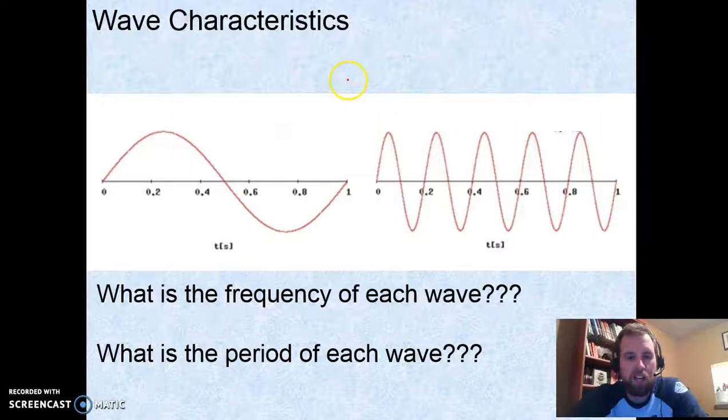Okay, this part is on your own. Some wave characteristics. The question I have for you: what is the frequency of each wave? If you're not sure, go back. What is the definition of frequency? We did one as an example. I also want you to tell me what is the period of each wave. Again, if you don't remember, go back. What does period mean? Calculate the period of each and answer them.